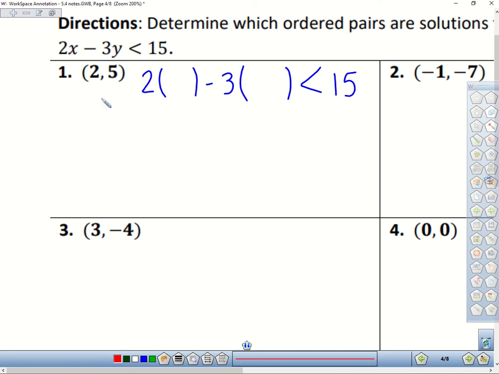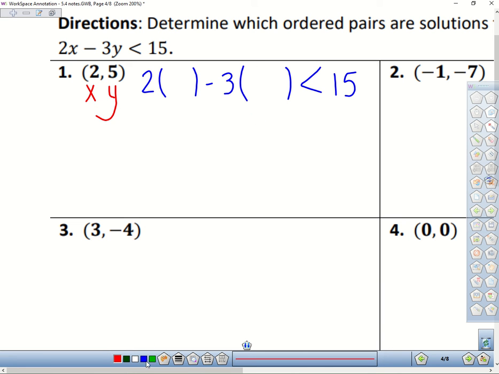Now which ordered pair corresponds to x? 2 or 5? Which one's x, which one's y? 2 or 5? Thank you. There we go. Okay, it took a really long time. I mean, this is stuff you guys probably learned in maybe 6th grade, so let's get it.